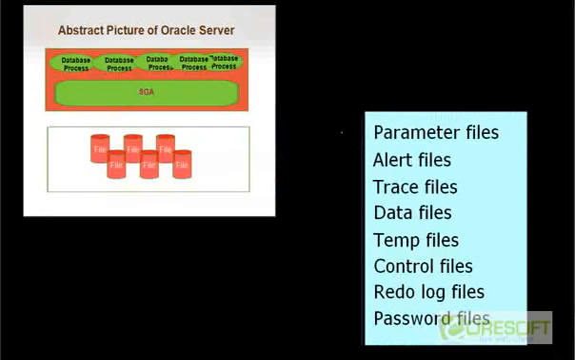So this is what we discussed in our last video: an Oracle database server, which consists of an instance, a database, and data files. And then the file structures are of different types. These are the different types of files that we discussed in our last video. And in this video, we are going to focus on parameter files.